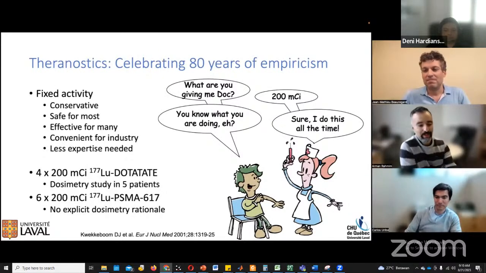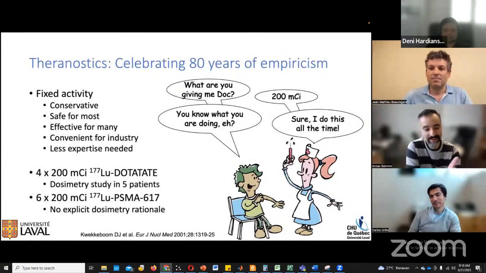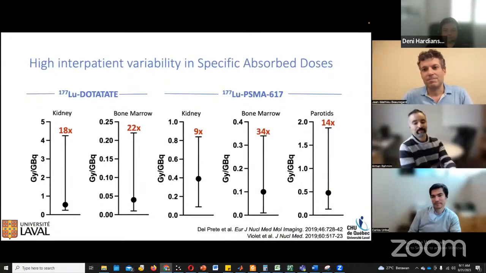So a question, Jean-Mathieu, would be, I often catch myself and others saying injected dose, and I stop myself and others and say, you shouldn't call it injected dose, you should call it injected radioactivity. The question is, if we're giving fixed injected radioactivity to people, are we giving the same dose? Are we delivering the same absorbed doses to our patients?